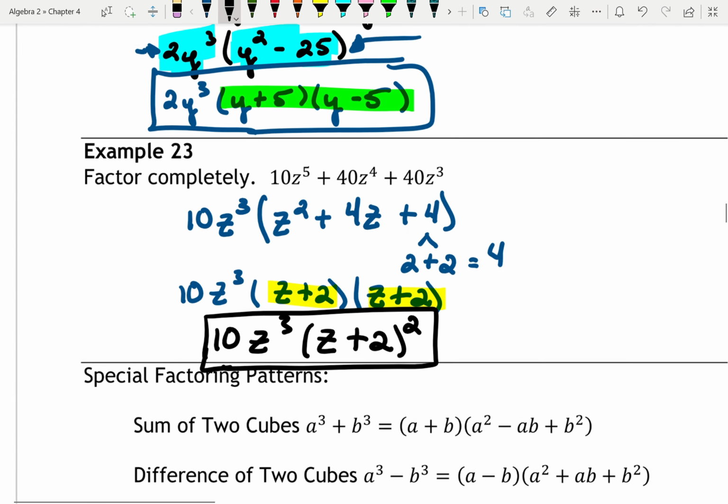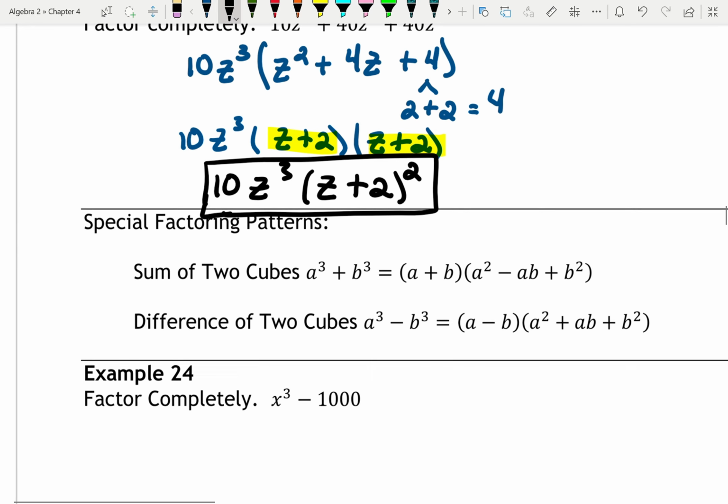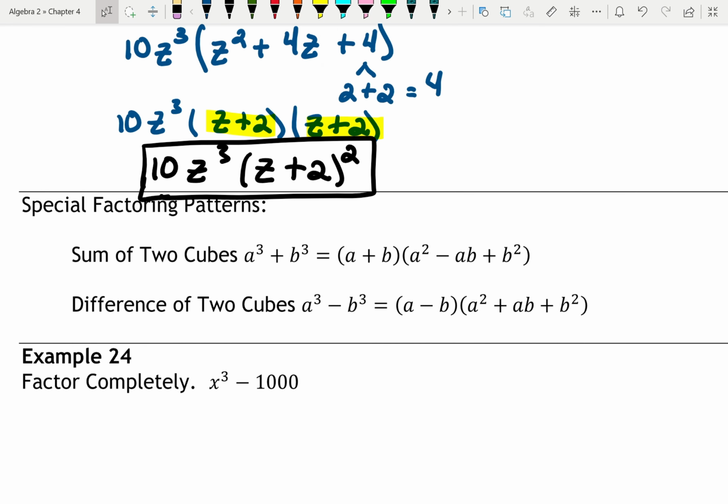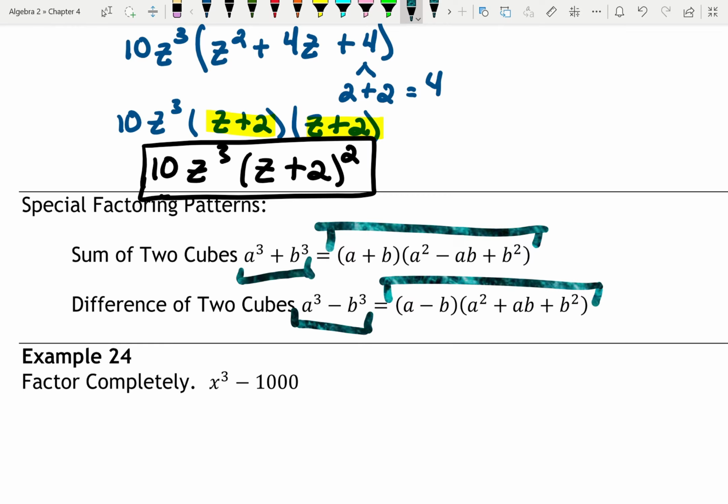All right, let's look at these definitions here. Special factoring patterns. Now, I'll be honest, these are not ones that I normally have in my head. I can normally recognize that we need to use them, but I normally have to look them up. So on a test or a quiz, I'm going to give you these formulas, or I just won't have it on a test or quiz. But we have a formula here. If you notice that you have the sum of 2 cubes, there's a formula that we can use. And if we have a difference of 2 cubes, there's a formula we can use. Okay? Let's look at 24.